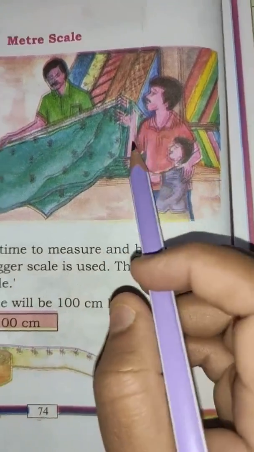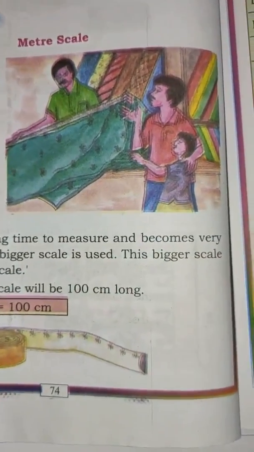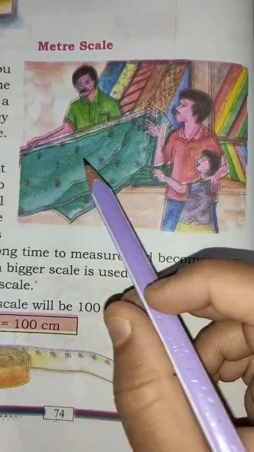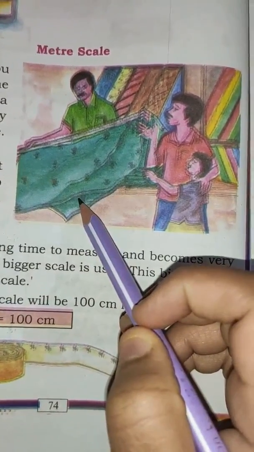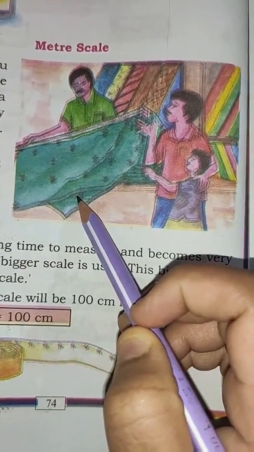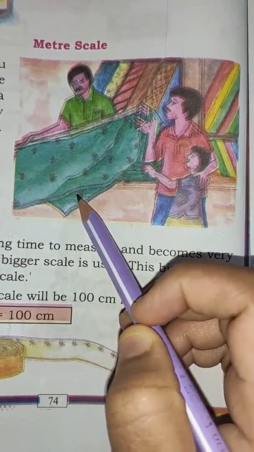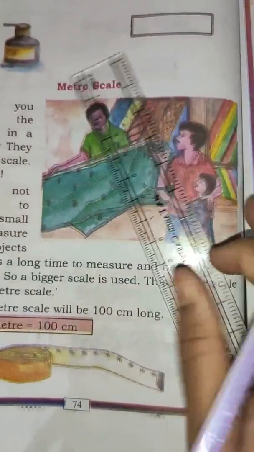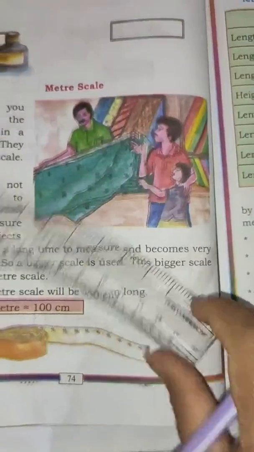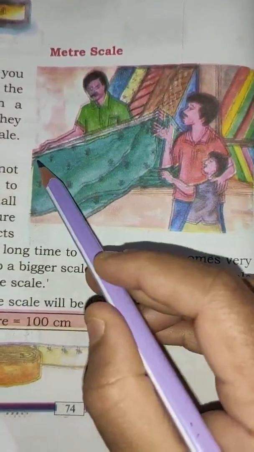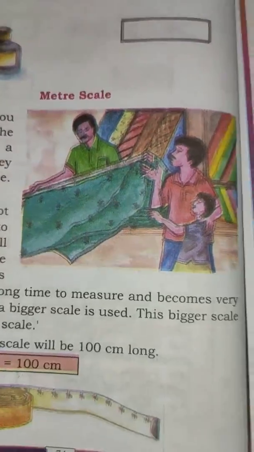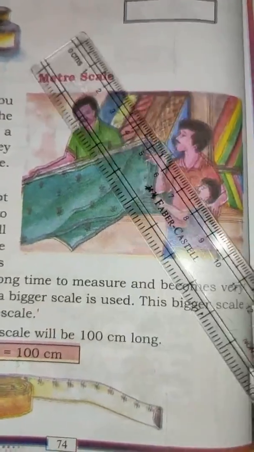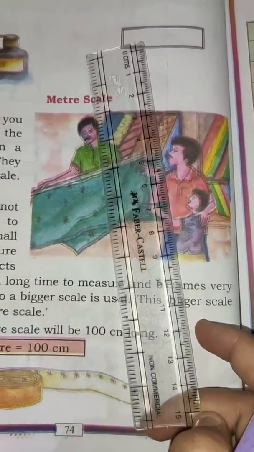Children, what are you observing here in this picture? Yes. A shopkeeper is measuring the cloth here. Yes. Have you observed the scale used in the cloth shop? They use a big scale. They are not having the scale like us. They don't use such kind of small scale. They are having a long scale. Isn't it? Why don't they use such kind of scale like we use in our notebook?